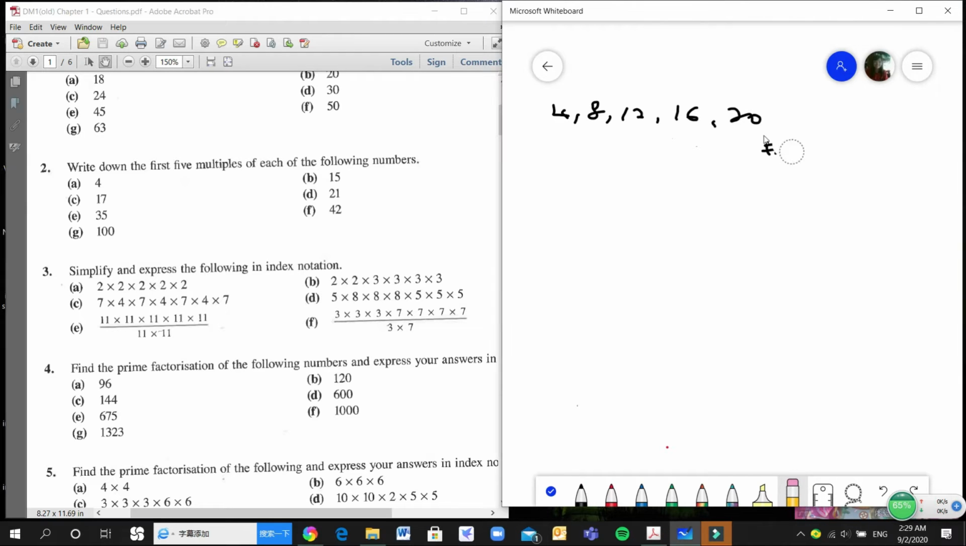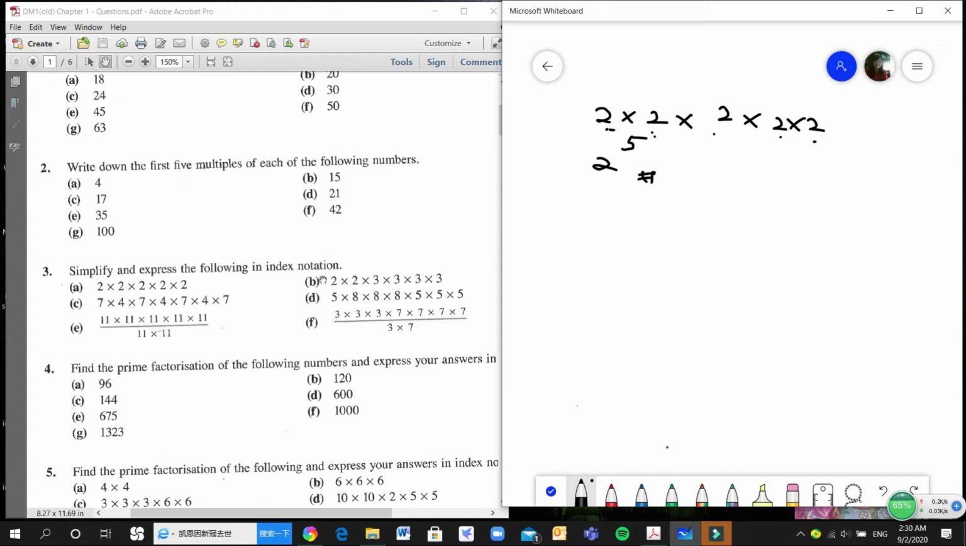Okay. Next term that you need to understand is index notation. Index notation is where we group the numbers with the same base. For example, in question 3a, all of them are base 2. So they are the same, then we count. The 2 appears how many times? 1, 2, 3, 4, 5. So I can say 2 to the power of 5. So this is index notation.